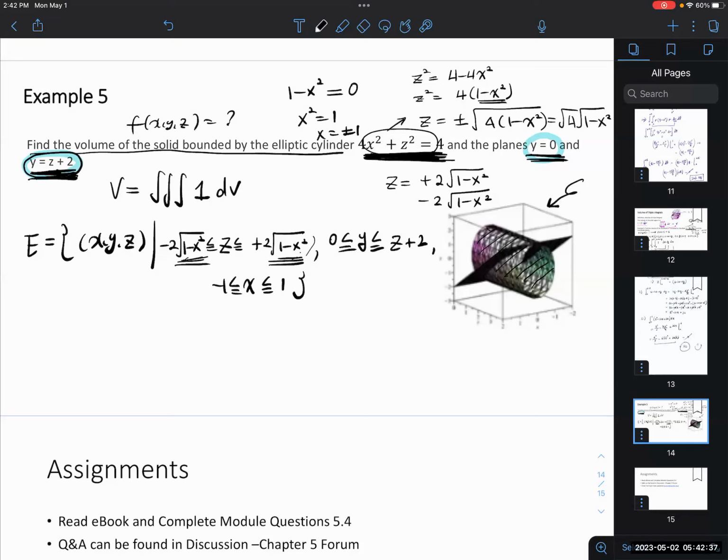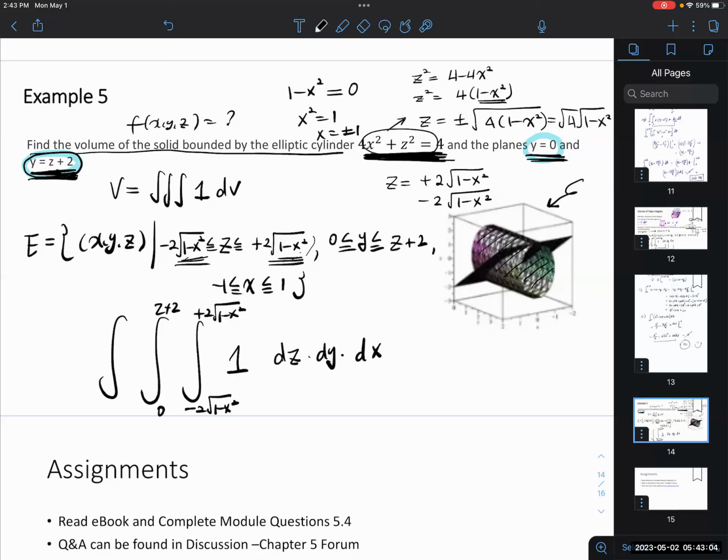So the rest of the work is going to be the triple integral. We do not have a function, so just write it, beginning with 1. And then dz, you're going to go dz first if you want, then dy, then dx. So that's from negative 2 square root of 1 minus x squared to positive 2 square root of 1 minus x squared, from 0 to z plus 2, right? And then here, you're going to have 0, and negative 1 to 1.